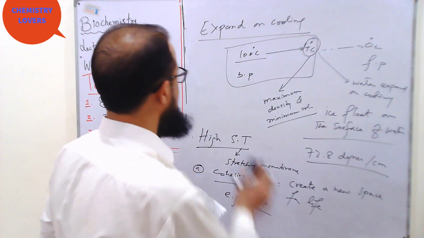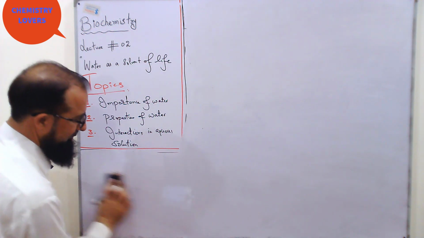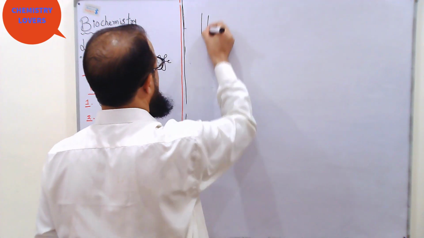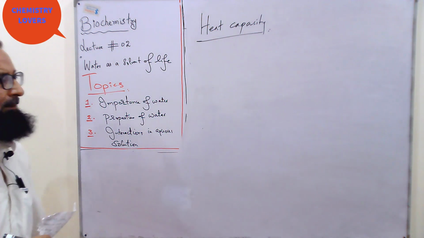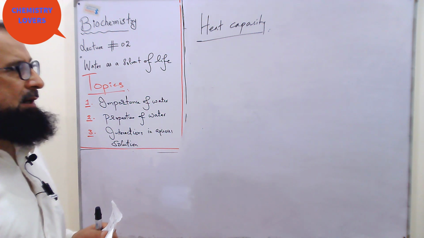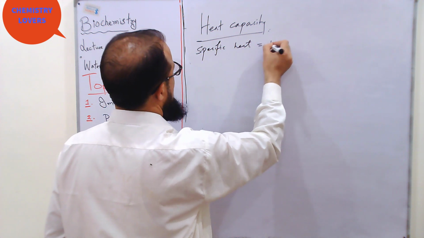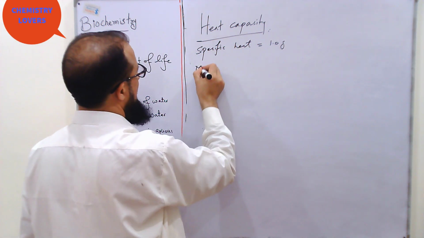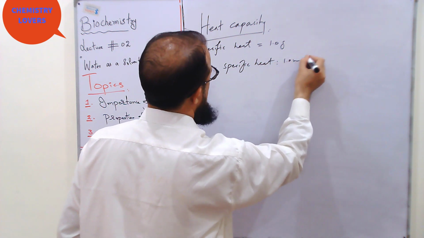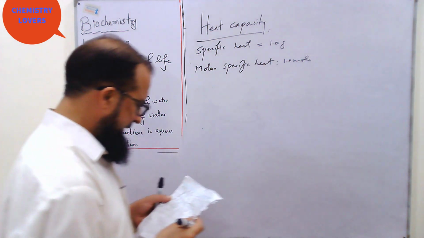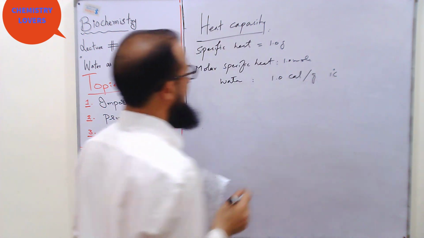Similarly, water has high heat capacity. And you know that heat capacity means the amount of heat required to raise the temperature of a body by 1 degree centigrade or 1 degree Kelvin. So if we take the body amount as 1 gram, then it is called specific heat. And if we take the amount as 1 mole, then it is called molar specific heat. So water has a specific heat of 1 calorie per gram if we raise the temperature by 1 degree centigrade.